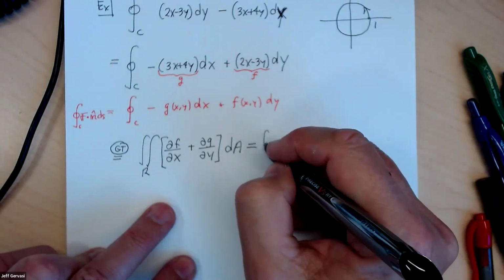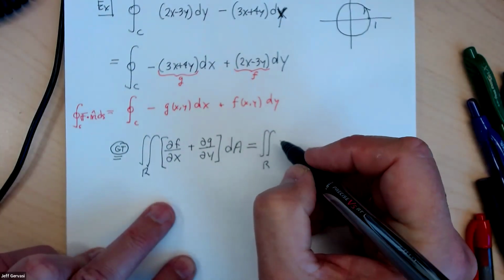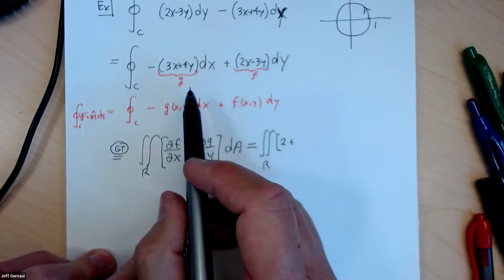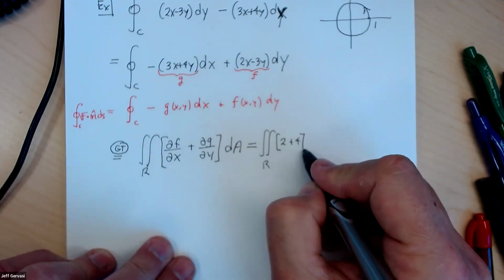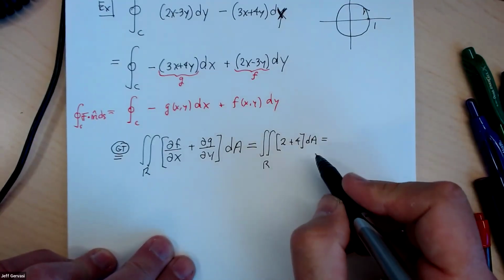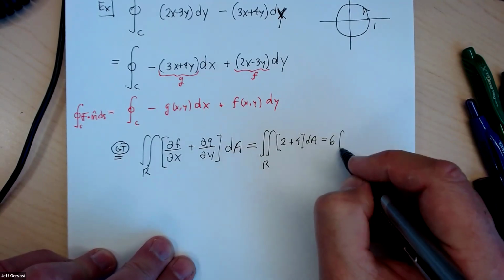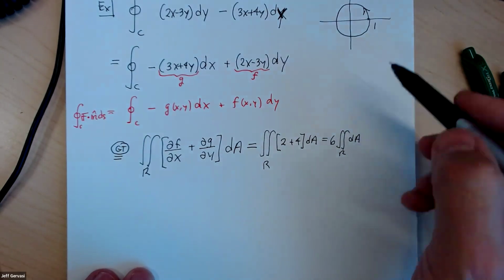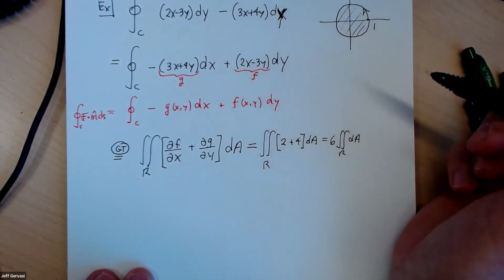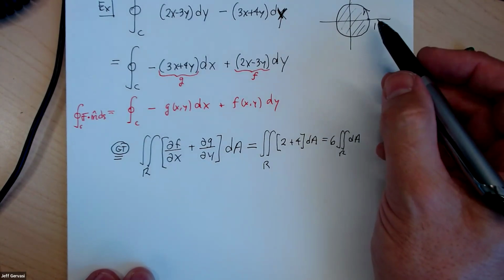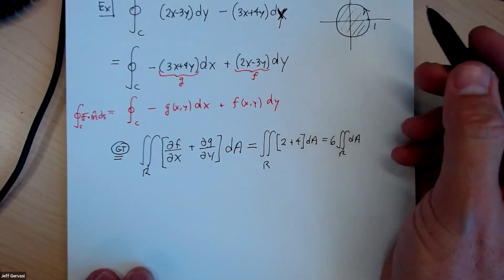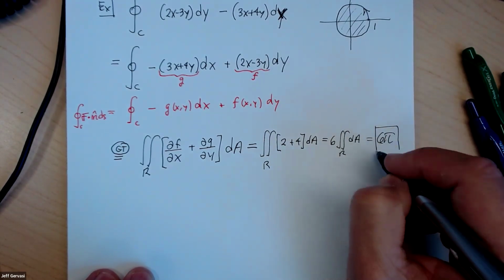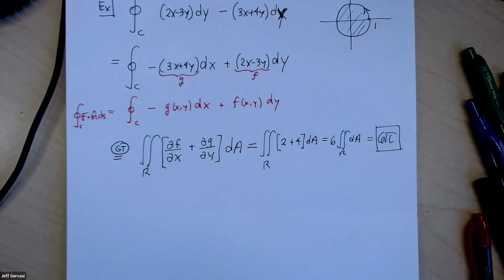Okay. So the partial of F with respect to X is 2. And the partial of G with respect to Y is 4. And I can move that constant through the integral symbol. And that's going to give me 6 times the area of the region. But the region is a circle whose radius is 1. So the area of the circle is just pi. And so we get 6 pi. Okay.